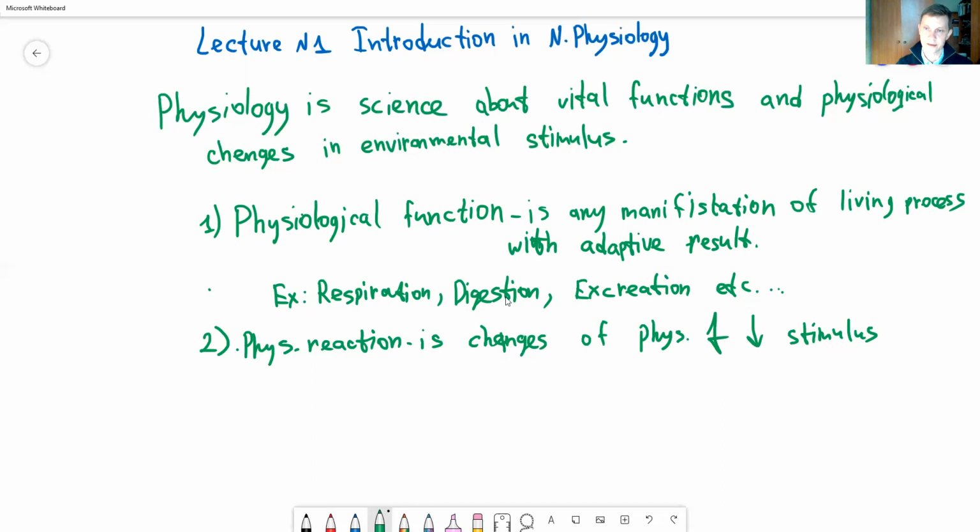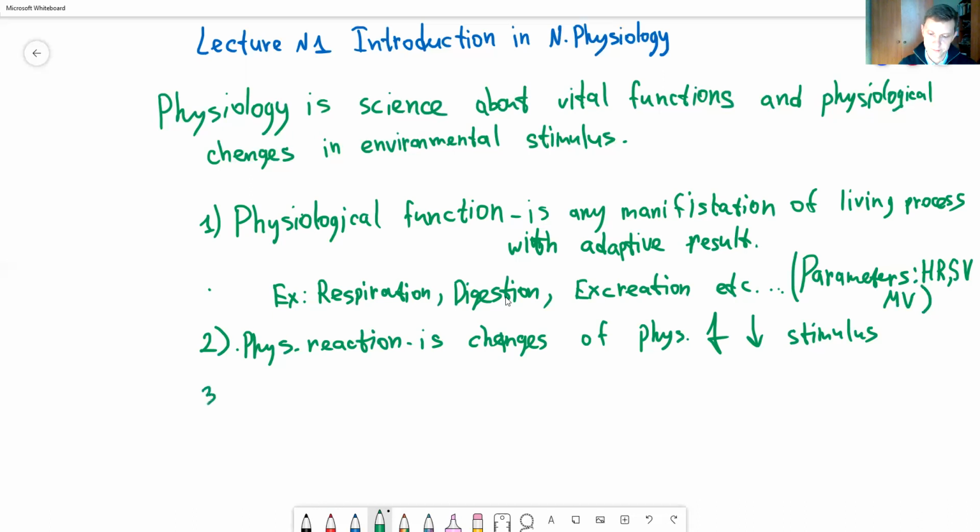Okay, any physiological function is described with the help of parameters of the function. For example, for the cardiac activity, these parameters are heart rate, stroke volume, minute volume. So it means how much blood the heart pumps per one minute. Okay, and a physiological reaction can indicate how the parameters of the physiological functions change under a stimulus. Of course, the significance of physiological reactions is always adaptation.